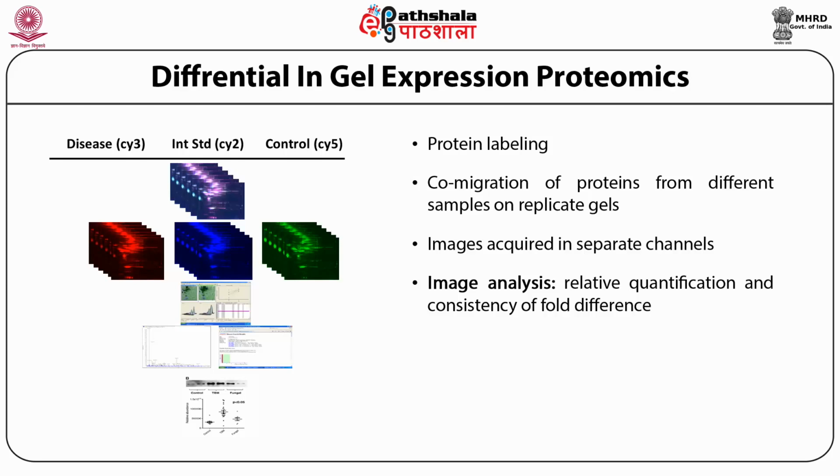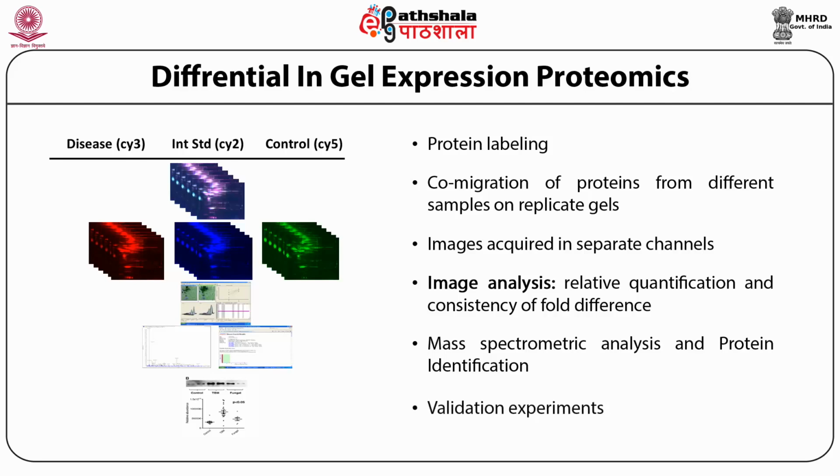Those spots that are differentially expressed and consistently present across biological replicates are then picked for mass spectrometric analysis and protein identification. Once the proteins are identified, antibody-based assays are done on a larger cohort of samples, called validation experiments, which help to statistically validate the identified protein as a biomarker.